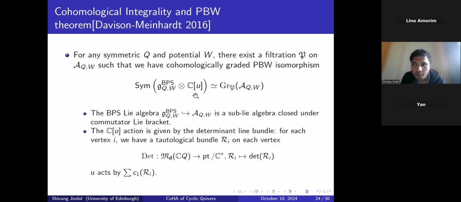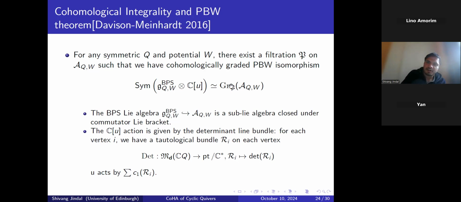And what does the CU mean? The way I define the stack of representations of the quiver, you are parameterizing representations. For every vertex i, you have a tautological bundle which records the vector space at that point. So when you take the determinant of this tautological bundle, you get a line bundle. So you get a determinant map from this stack to BC, to point mod C star. If you take a pullback, then you get certain homology of the point mod C star, which is exactly CU, mapping to some endomorphism of the cohomology of M_d. And that's exactly the CU.